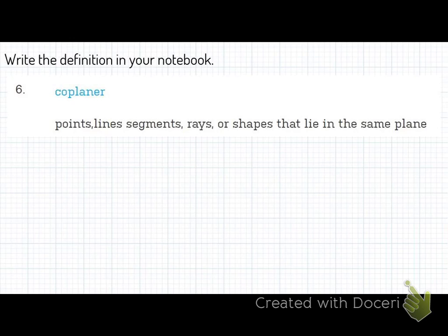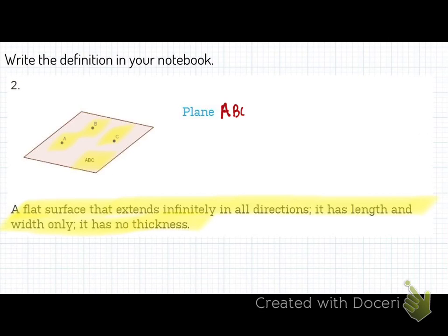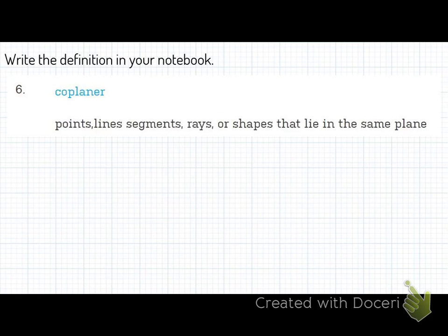Number 6, coplanar. Points, line segments, rays, or shapes that lie in the same plane. Meaning coplanar, they are on the same plane. So let's go back to the plane on number 2. You see how there are 3 points on the same plane here? We've got points A, B, and C right here. These 3 points are on the same plane. They share the same plane, so they're called coplanar points. Let's all say coplanar. So when we say coplanar, it means things that are sharing the same plane. That's just a term. Get used to saying it. Coplanar.